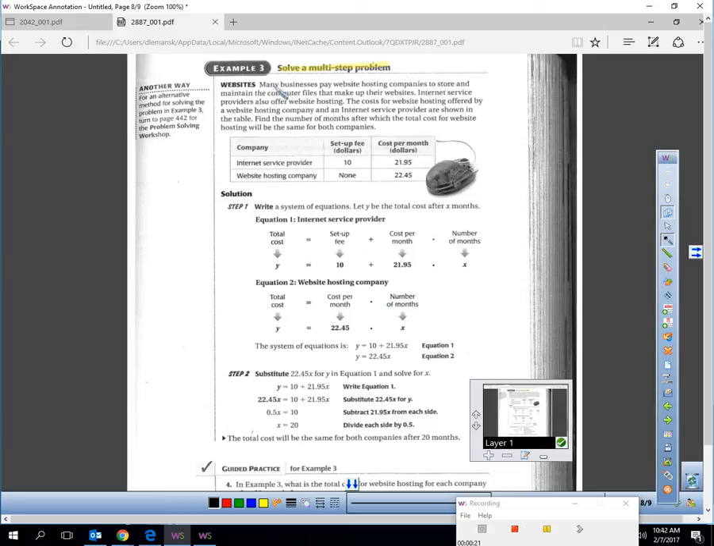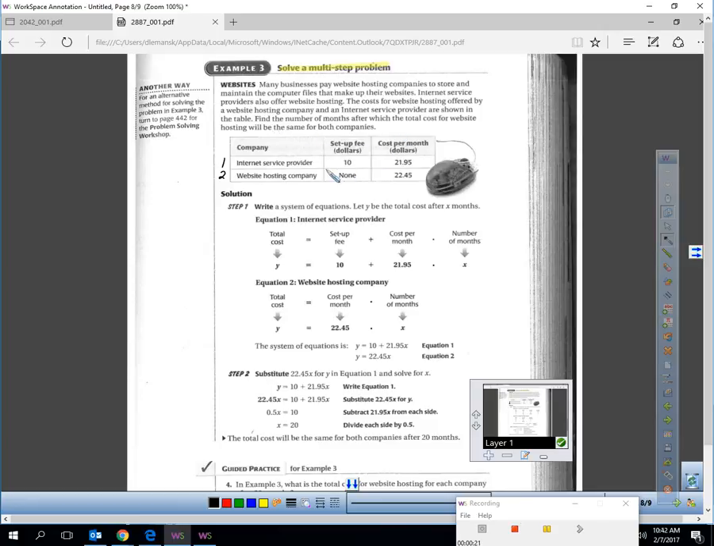So like in this question, many businesses pay website hosting companies to store and maintain the computer files that make up their websites. Internet service providers also offer website hosting. The cost for website hosting offered by a website hosting company and an internet service provider are shown in the table. So here are the two companies offering these services. Here's the first company, here's the second. Find the number of months after which the total cost for a website hosting will be the same for both companies.